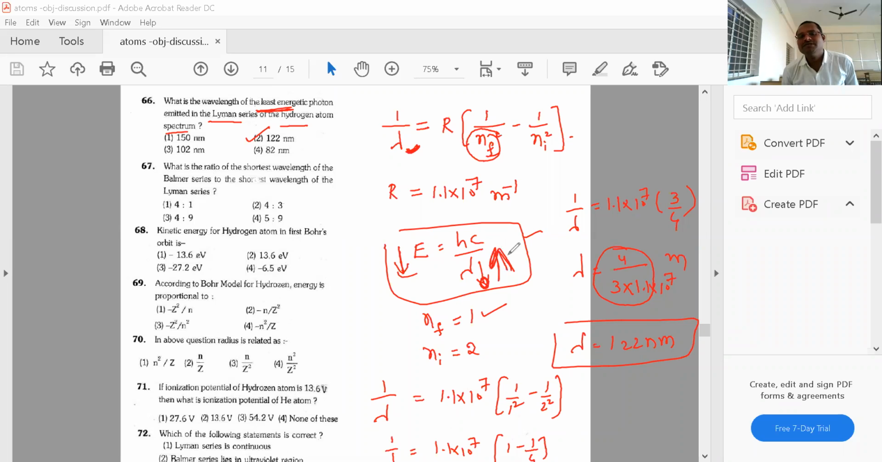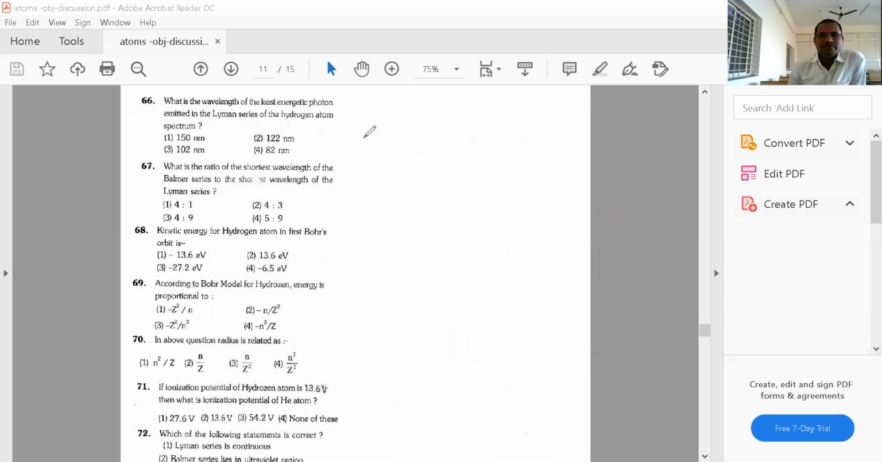Wavelength should be maximum, which means the energy level difference should be small. Initially the electron has to come from n equal to 2. So substitute n equal to 2, do the calculations, and you will get the answer. I hope you understand this question.